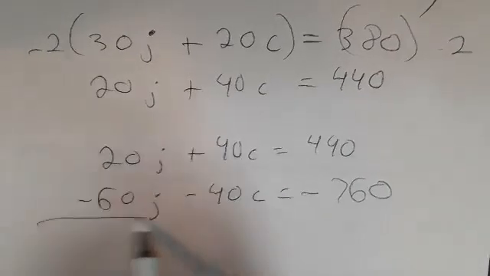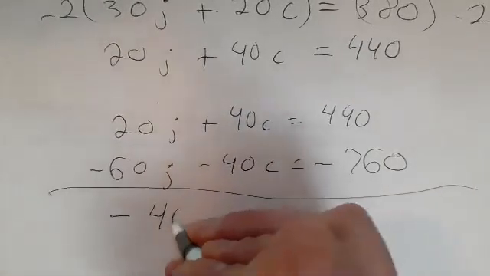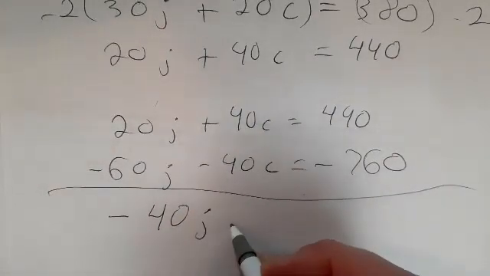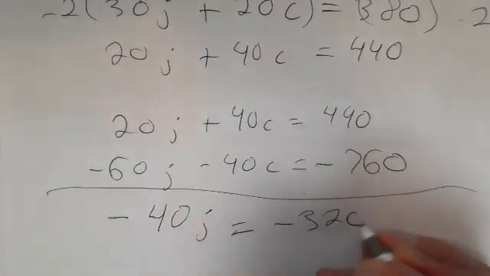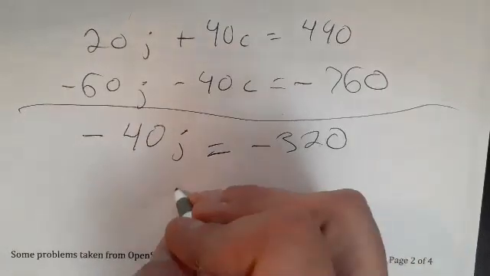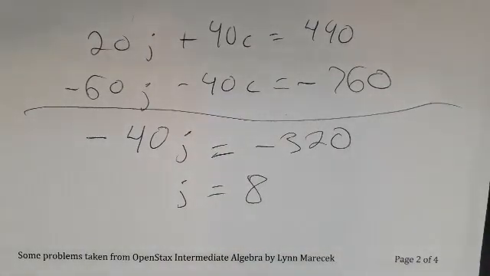Okay, so now I'm looking at this thing. I'm adding down, so 20 minus 60 is going to give me a negative 40. And that's the J's. I don't have any more C's. That's the thing that I've eliminated. This is equal to, and this is going to give me overall a negative 320. And so now I'm solving for J. That's the only thing I have left. So when I solve for J, I divide by negative 40. Should give me J is equal to 8. Okay, so J is 8.